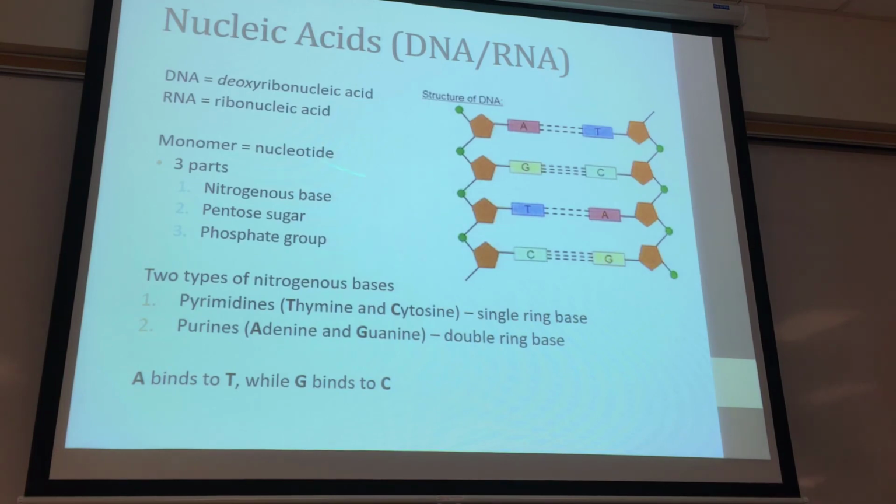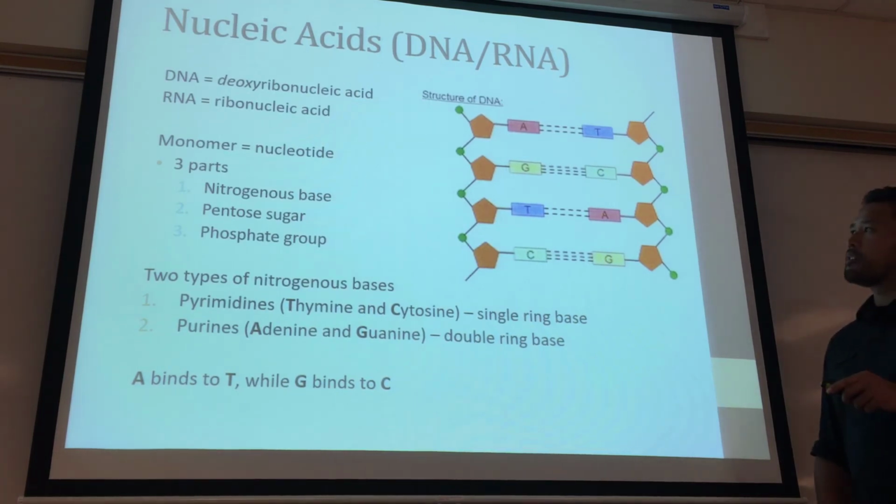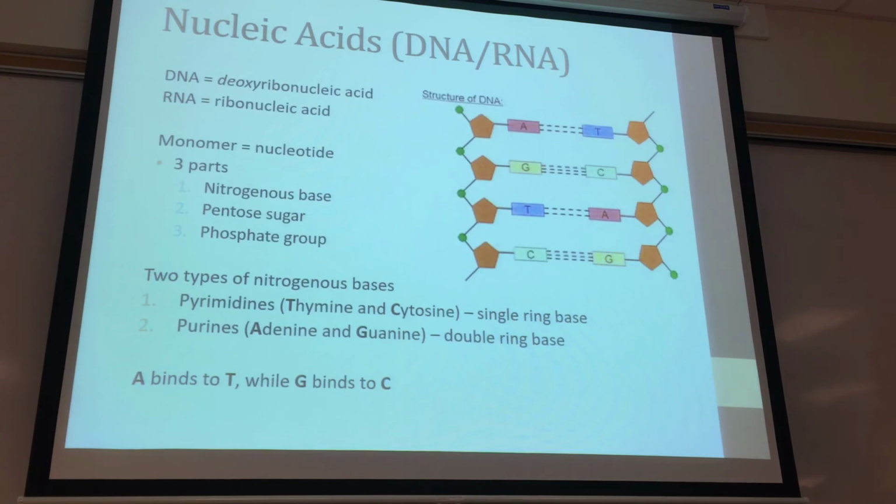And the way it's stored, if we look at the monomers, they are the nucleotides. These are the nucleic acids that are formed. The monomer is comprised of three parts: a nitrogenous base, a pentose sugar, pentose meaning five, a five-carbon sugar, and a phosphate group. And you can see where these are. These green things are phosphate ions. Take a look at that pentagon right there, that's our pentose sugar. This right here is our nitrogenous base.